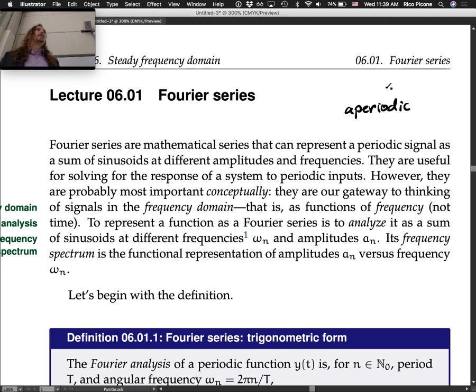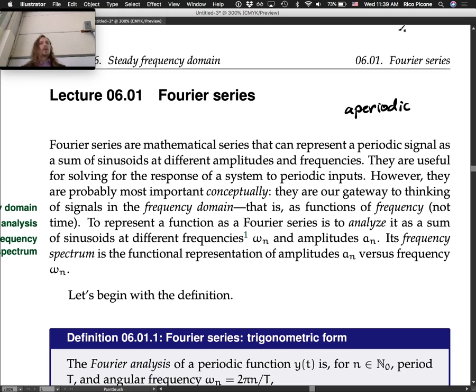So, like I said, we can think of a signal as being composed of a bunch of sinusoids at different frequencies. And that's what the Fourier series does, specifically for periodic signals, so ones that repeat themselves over and over again, right? So a sinusoid happens to be periodic. A square wave is periodic. Triangle wave, sawtooth wave, these things that repeat forever are periodic. They're useful for solving for the response of a system to periodic inputs. So we will talk about that.